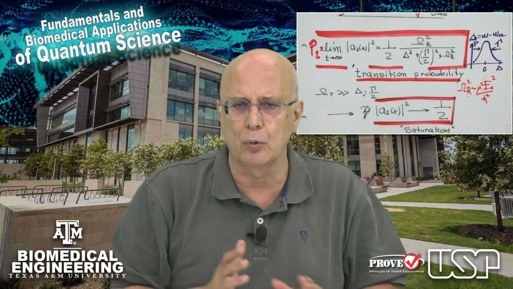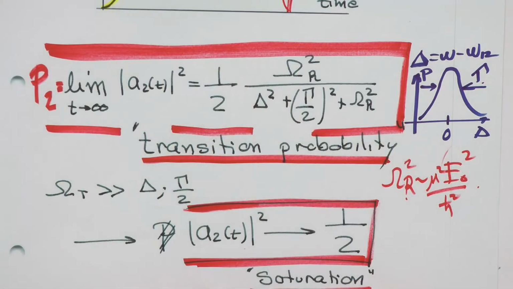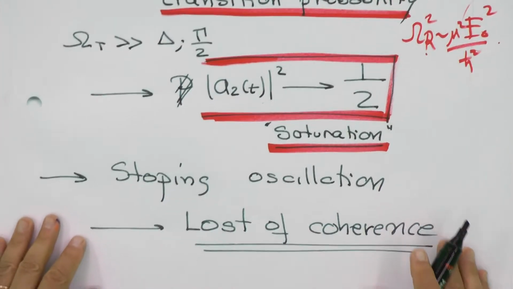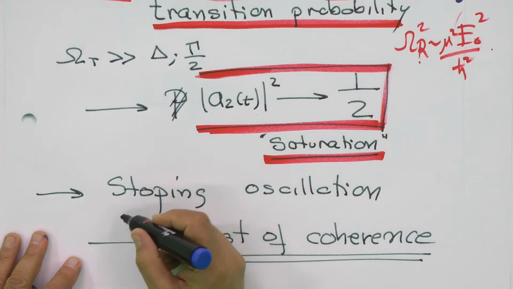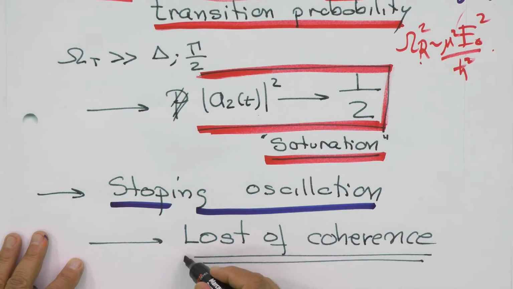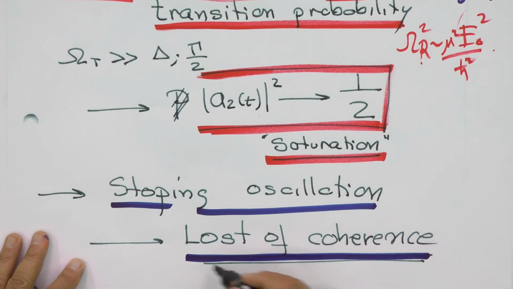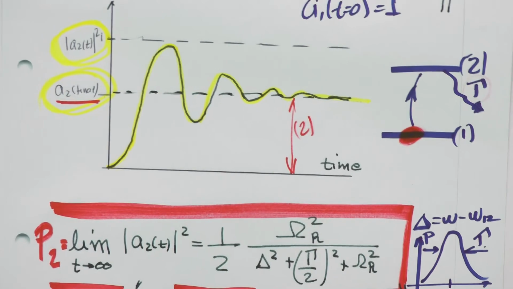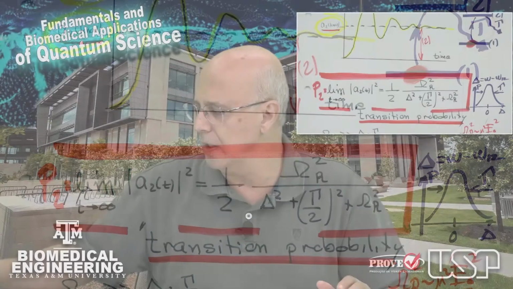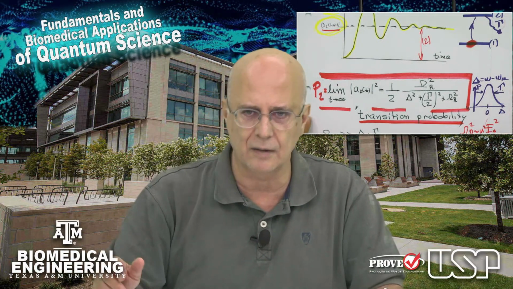This saturation, the way it's presented, is a full quantum effect. This doesn't happen in the classical oscillator. If this was a classical oscillator, probably putting more energy, I'm going to blow up things. I will never really saturate. So the presence of the dissipation by the spontaneous emission stops the oscillation and produces a loss of coherence. The system does not oscillate anymore in a coherent way between being in the excited state and the ground state.